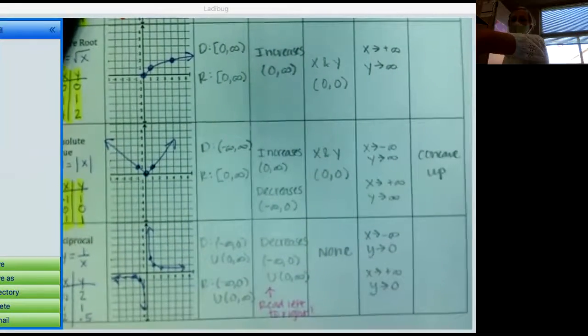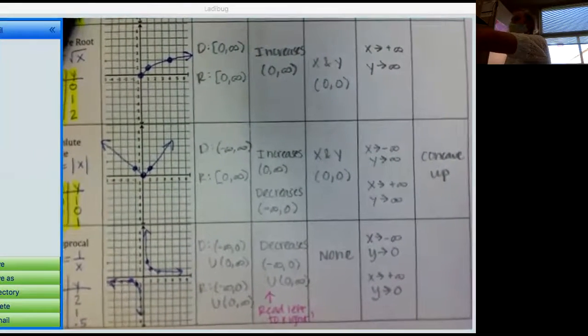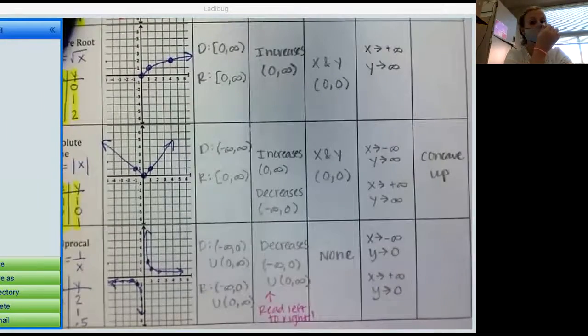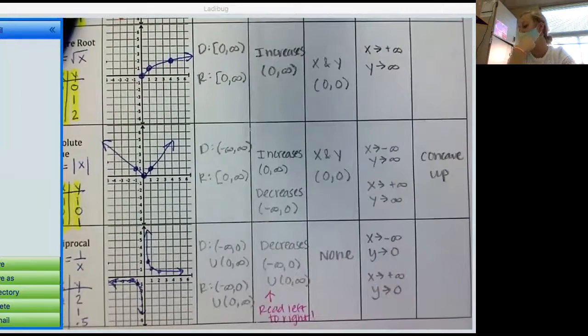All right, so check your answers with mine. Ask me any questions you want. You will notice I left the concavity for the square root and the reciprocal blank because I want us to do those together. I left it blank. Yep, I'm gonna do it with you. Sorry, Kelly's covering it. Yep, I'm gonna do that one.